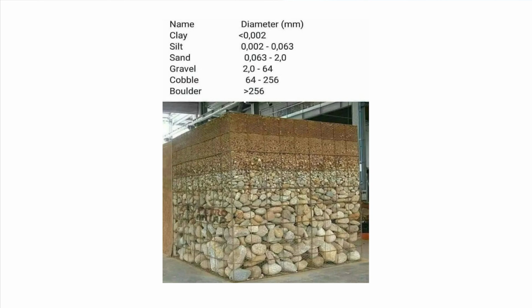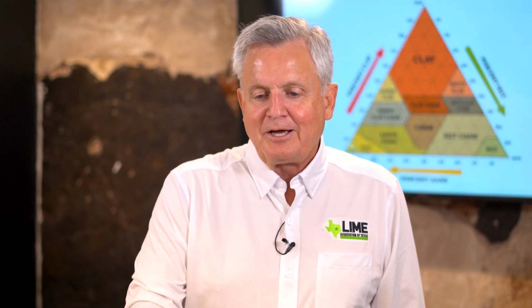So sand can be fairly small, but at least it's visible and you can pick up a single grain of sand. Gravel will go from about 2 millimeters up to 64 millimeters, which is about 2.5 inches. Above that, we call it cobble, from about that 2.5 inch range up to about 10 inches. And then above 10 inches, we call it boulder. So that's pretty much all the soil types in the world that you really need to know about.